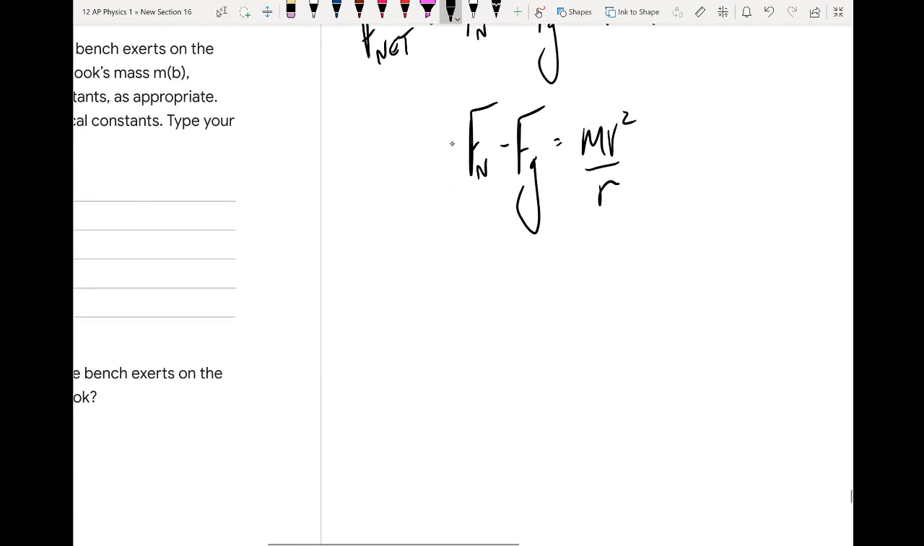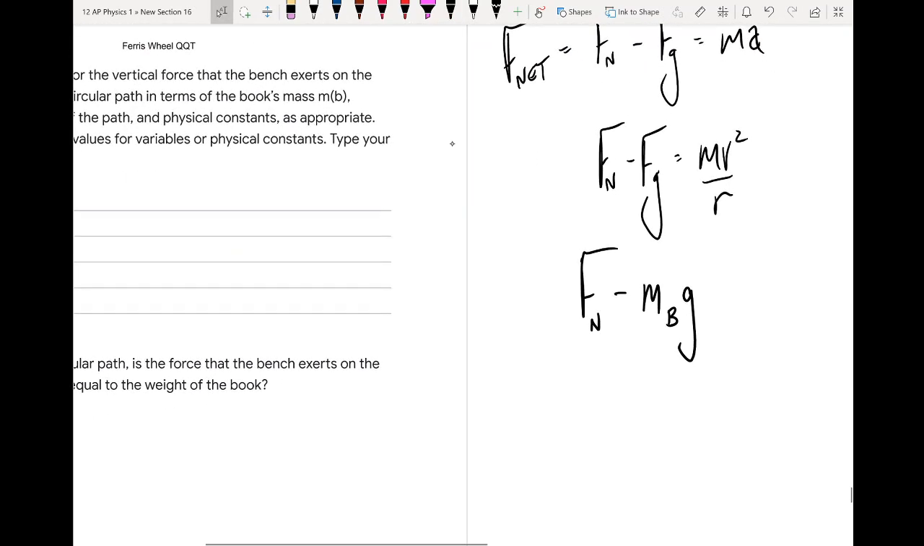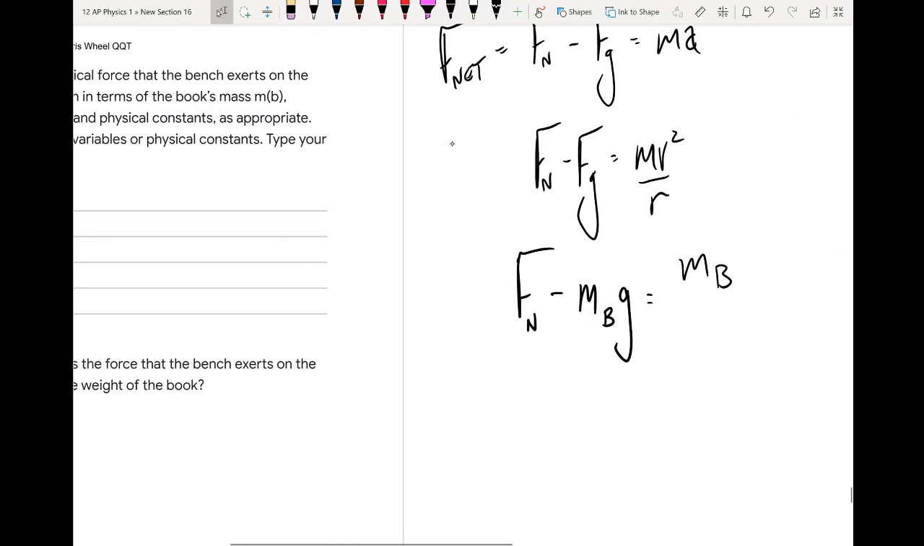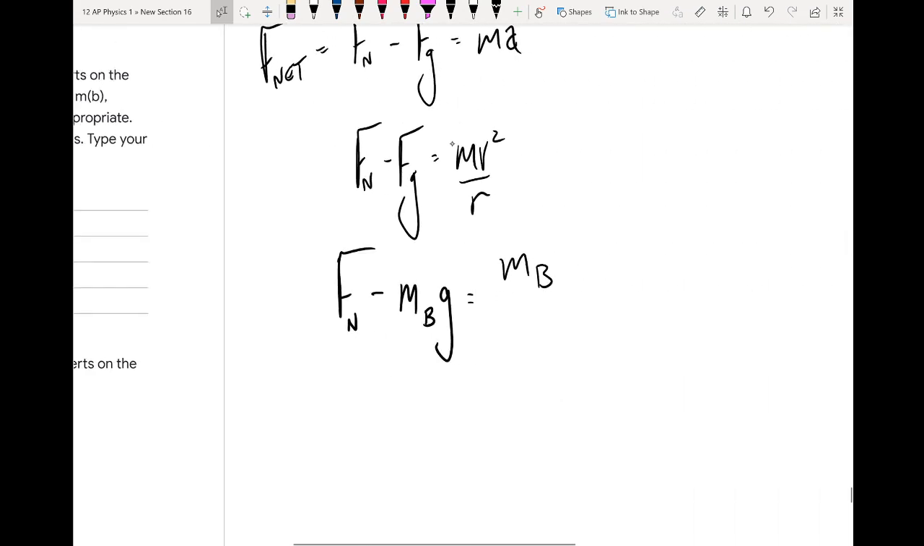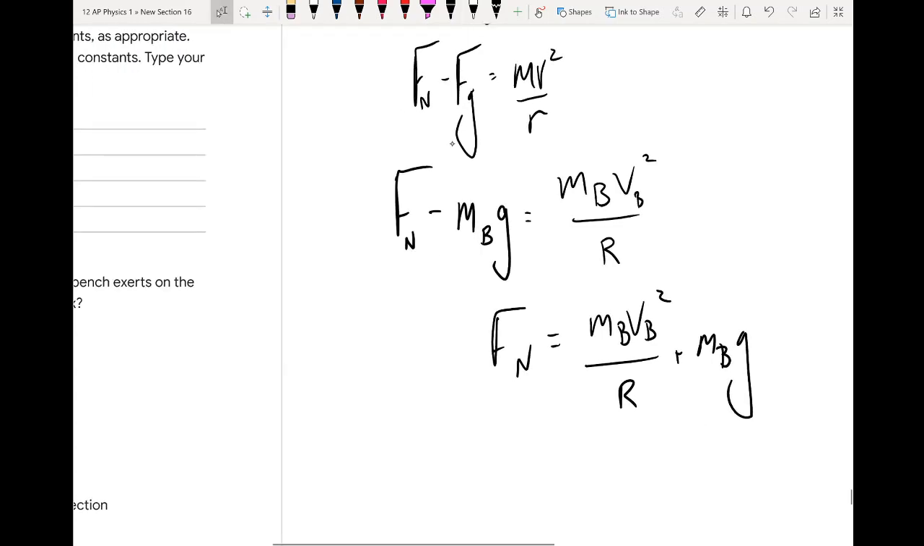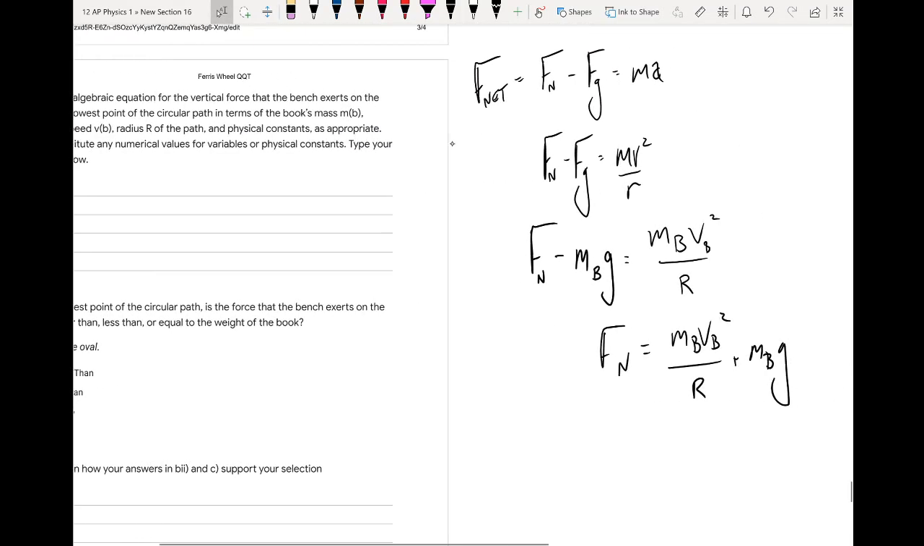And then let's sub in what we know. They're telling us we want to find the normal force. We know that the gravitational force equation is just mass times g. In this case, the mass of the book is just m_b. They said v is v_b, over r. And if we want to solve, we can add m_b g to both sides: m_b v_b squared over r plus m_b g is equal to our normal force. And that's our equation. That's all we've got to do.